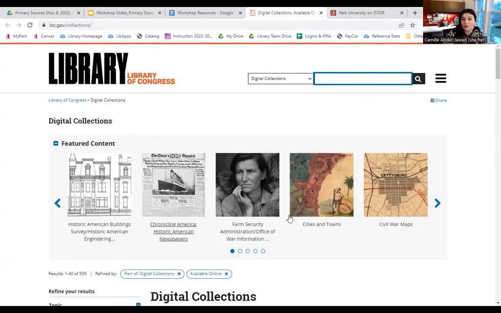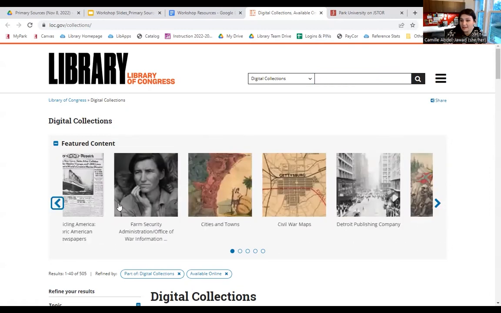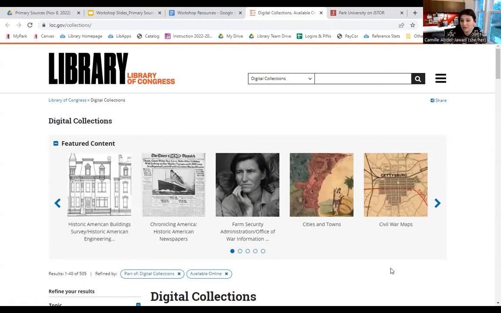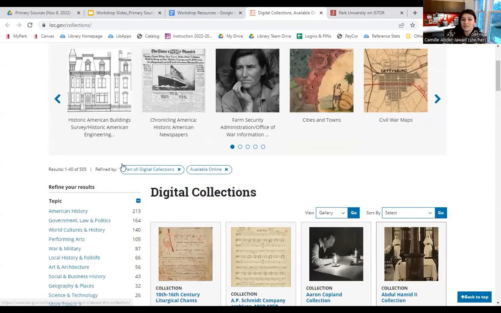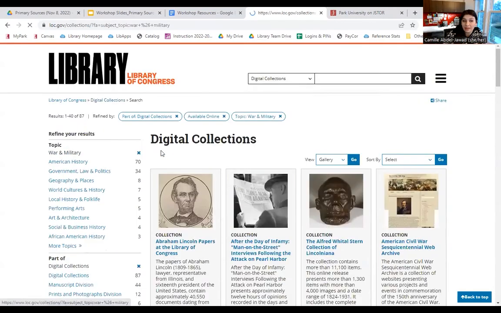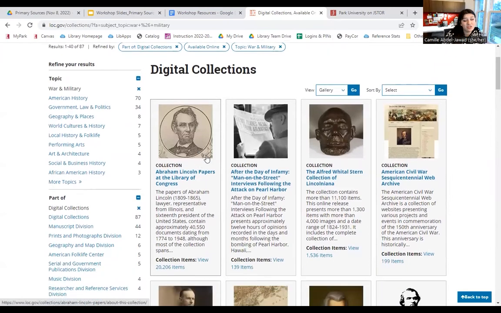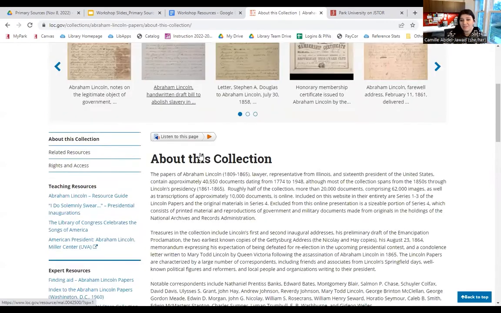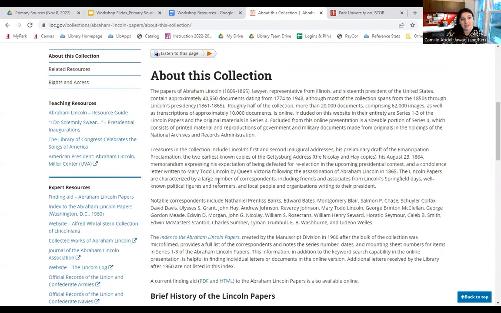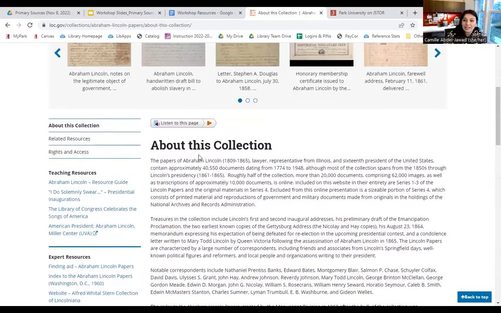You can scroll through here and see all kinds of different resources that are suggested, such as Civil War maps, from Security Administration. But if you scroll down, you'll see that there are all these collections divided by topic. So you could do war and military, right? Maybe you're doing a paper on Abraham Lincoln. You could do the Abraham Lincoln Papers collection, and you'll see that not only does the Library of Congress provide that resource, the primary source, it also provides a secondary source that talks about the collection, right?